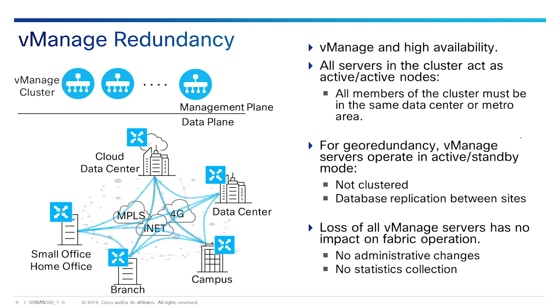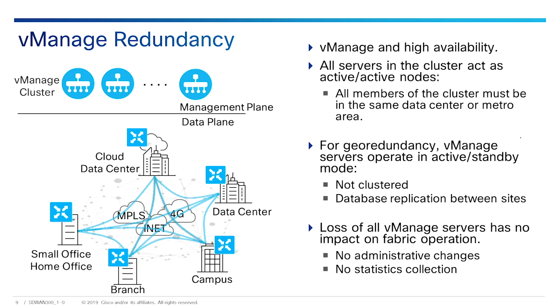So vManage is going to scale as a cluster. From any other device such as vEdge, vManage is going to appear as one single IP address. And load balancing between the devices within the cluster is not visible to other devices. Within a cluster, all vManage instances are in an active mode. For this to work, all members of a cluster must be in the same metro area to keep the delay between single servers low. If failover between regions is required, only an active standby model is supported. The vManage database is synchronized between sites, but only the active vManage cluster is visible to the network during normal operation. A complete loss of vManage does not impact the data plane operation.